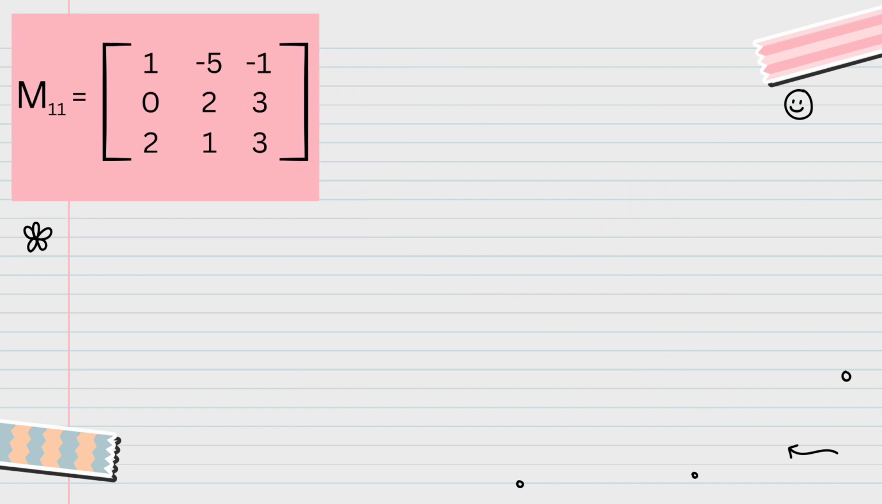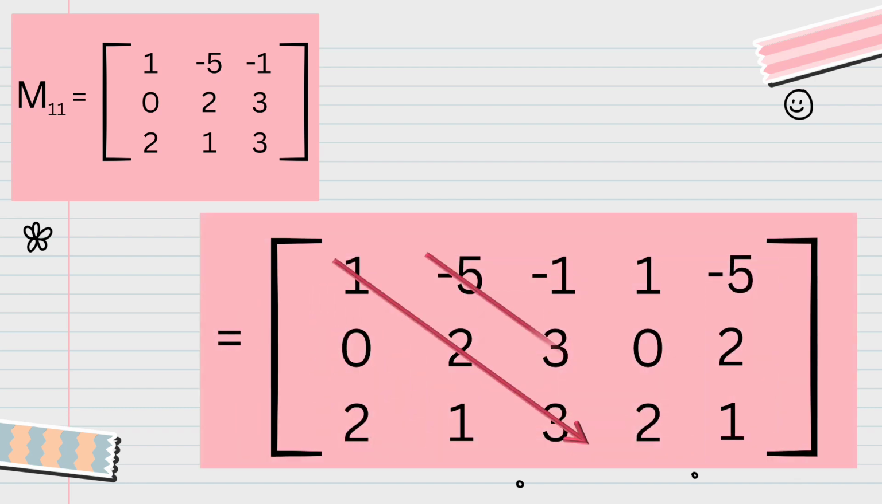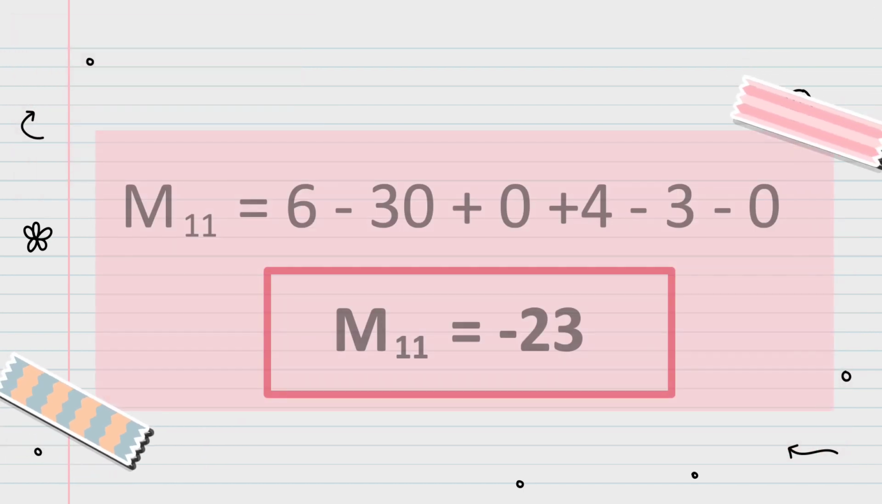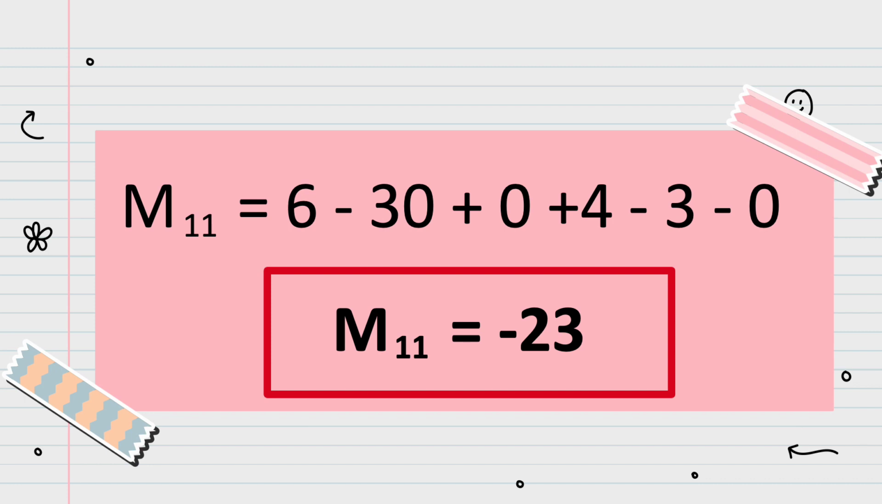And after finding out the minor elements, we will now do the basket weave method. I know that you already have an idea on how to use the basket weave method, so I won't teach it in detail, since it is the easiest way to find a determinant in a 3x3 matrix. So to continue, M11 is equal to 6 minus 30 plus 0 plus 4 minus 3 minus 0, which is equal to -23. So the value for M11 here is equal to -23.